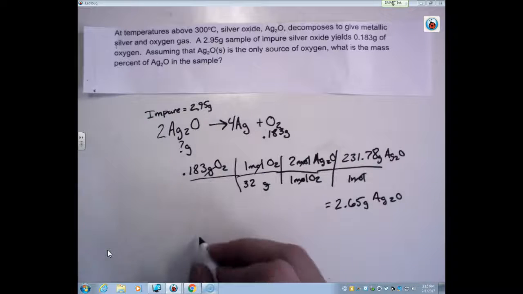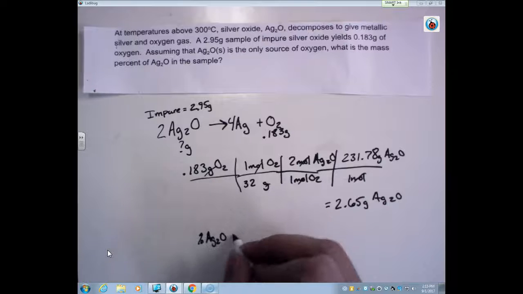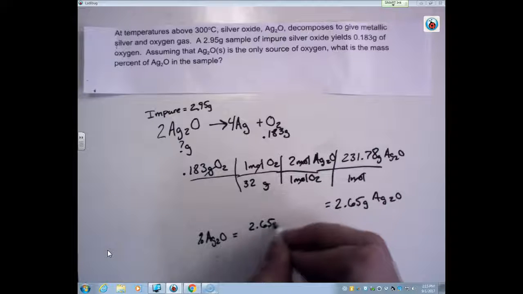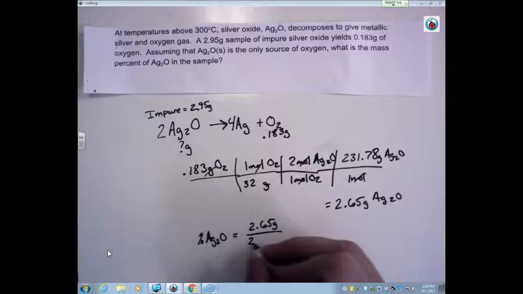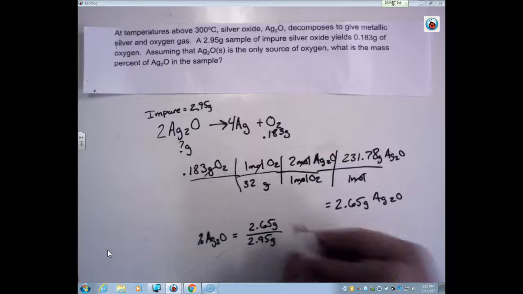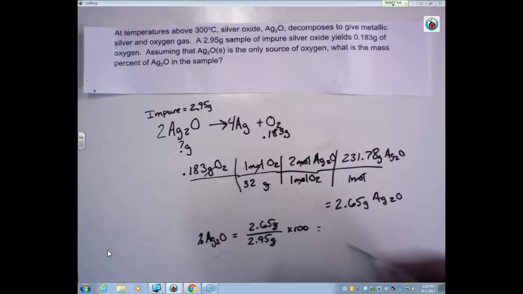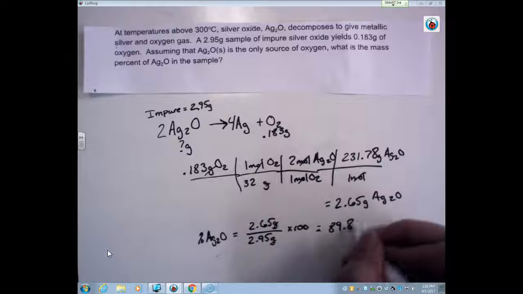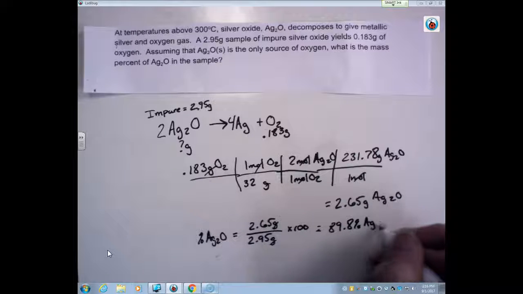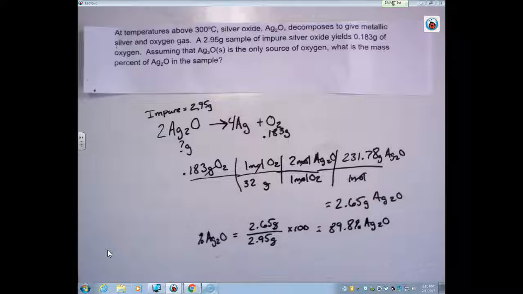And if we want to find the percent silver oxide in the sample, that needs to be the mass of the silver oxide, which we just calculated, over the mass of the impure sample, the whole sample, and then all of that times 100. Now our grams are going to cancel out, so our answer will only be in percent, and for this one you're going to end up with 89.8% silver oxide. So it has about 10% other stuff in it.